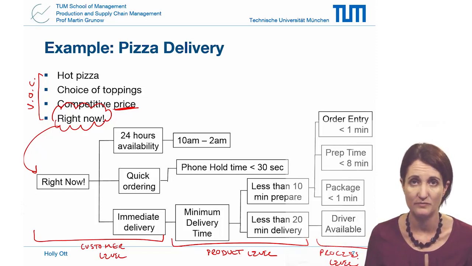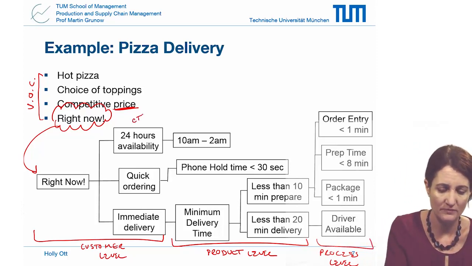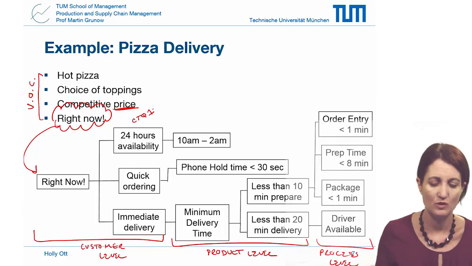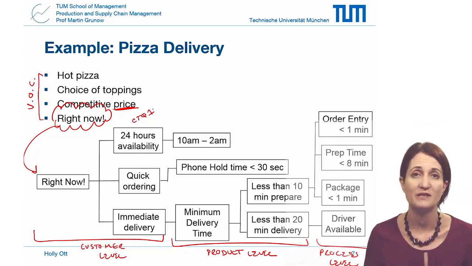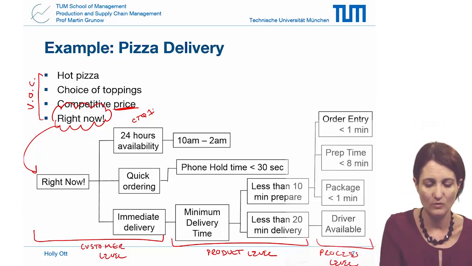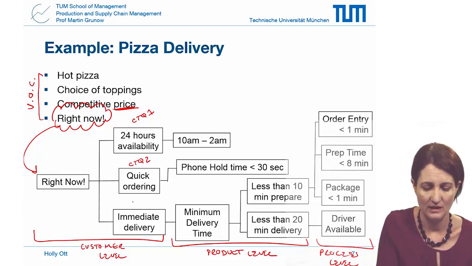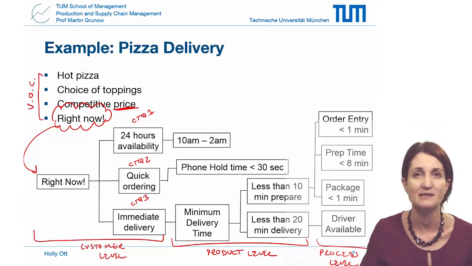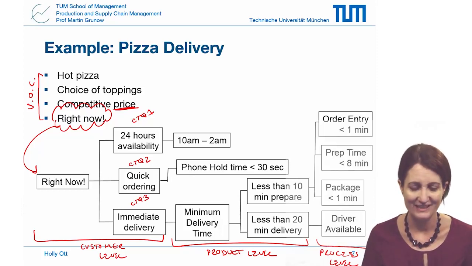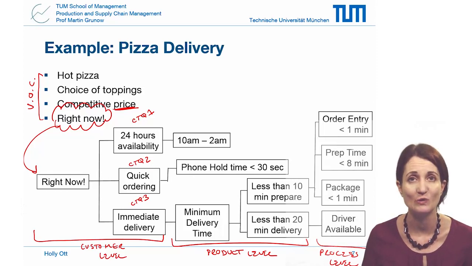On the customer level, we see three measurable, actionable, critical to quality parameters. We have CTQ1, 24 hours availability. Want to order your pizza anytime, middle of the night, weekends, vacations. We want to have a quick ordering process, no waiting time, and we want to have the delivery instantaneously, immediately. These are your critical to quality parameters for a pizza right now.